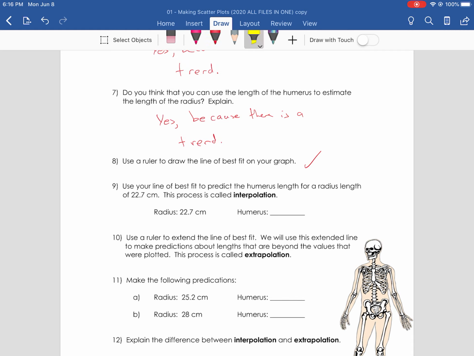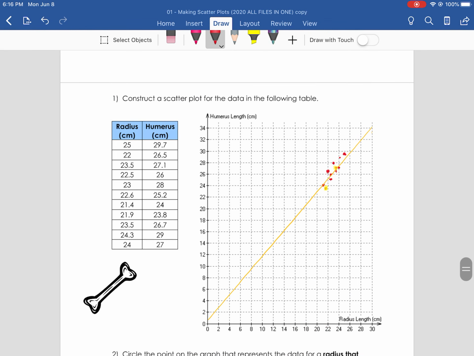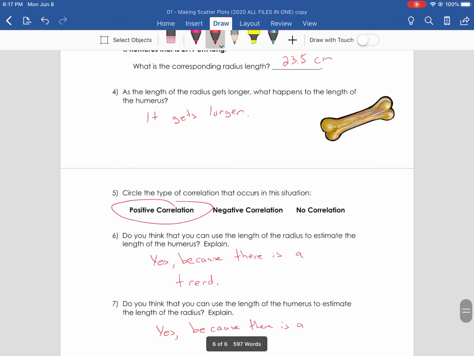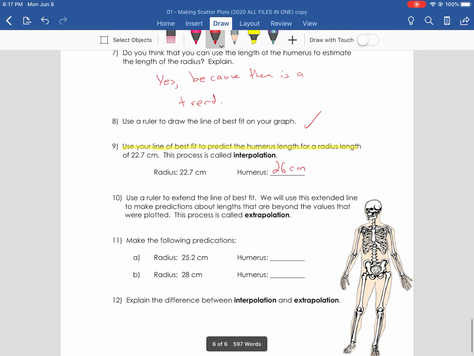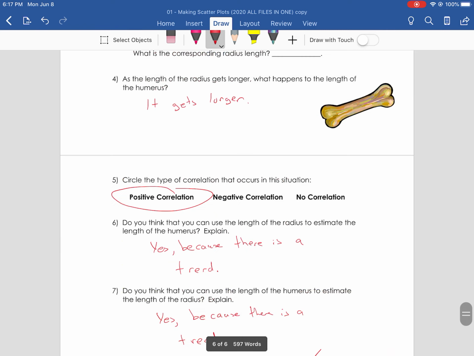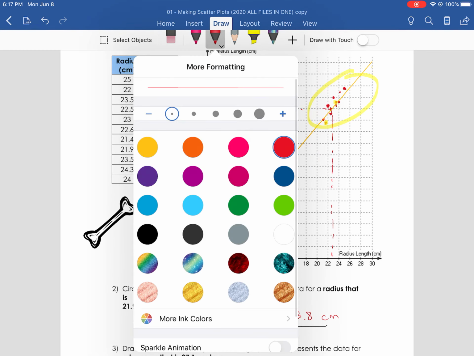Okay, this is the big question, the most important question of this section. Use your line of best fit to predict the humerus length for radius length 22.7. So what I'm going to do is go back to my graph and go up to about 22.7, which is right about here, and go up to the line, and it meets the line right there. Humerus 26 is my prediction. Now we call this interpolation, and the reason it's called interpolation is because it was inside the data. You see, I went inside the number of dots. When I'm looking within the dots I've already got, we call that interpolation.